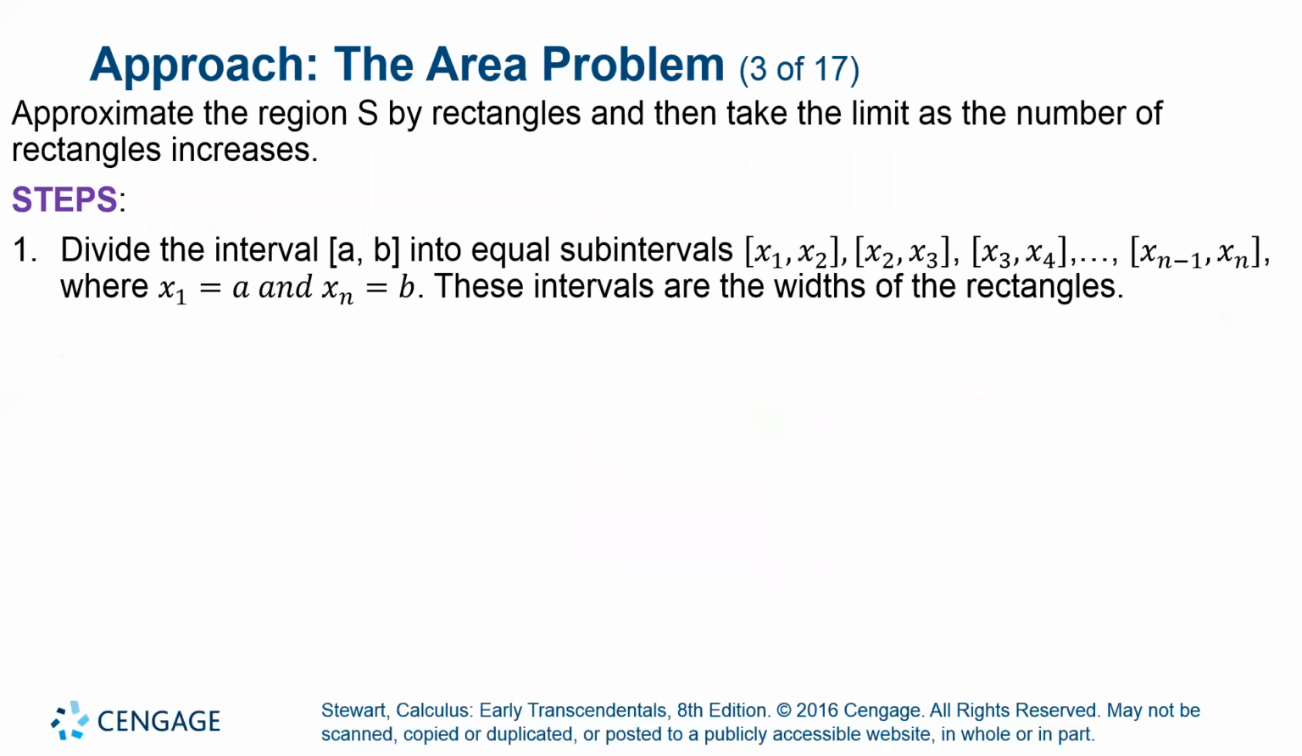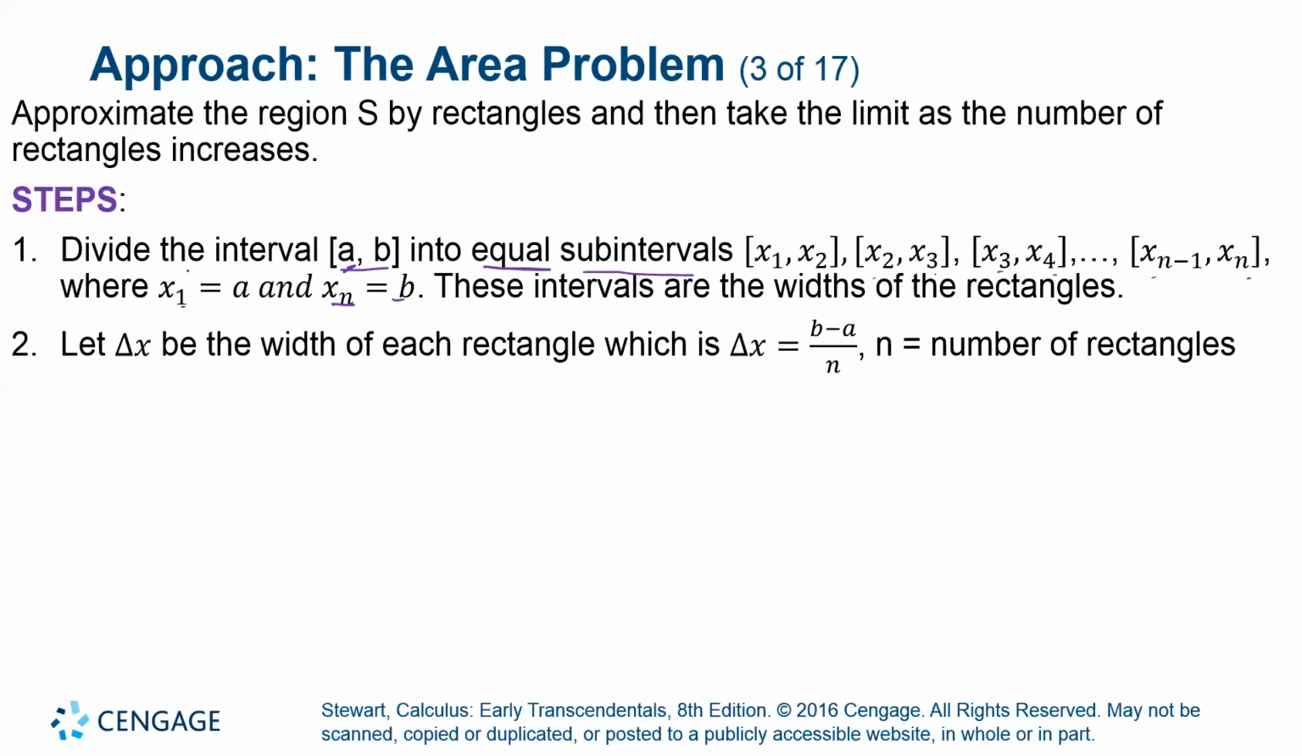Okay, so we are given the interval a to b. We're going to partition this interval into subintervals, and so we denote x1 to x2, that's the first interval, x2 to x3, x3 to x4, up to xn minus 1 to xn, where x1 is equal to the lower limit of the interval, and xn is your b. These intervals are the widths of the rectangles that we are talking about, and they are the same. Don't forget they have equal subintervals.